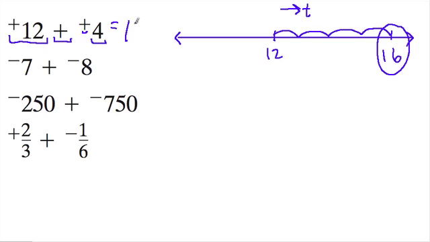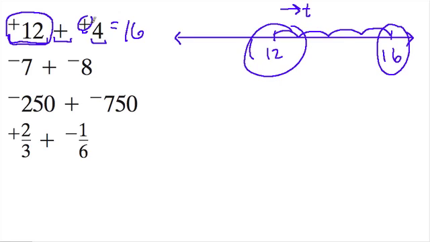Now that seems like overkill for this problem because we're really just doing 12 plus 4. But understanding how to use a number line, understanding that this number here is our starting point, and that's all we need to start with here, and then when we're adding a positive, we go to the right, allows us to deal with the next problem and more complicated problems. So in the next problem, we're adding negative 7 and negative 8.